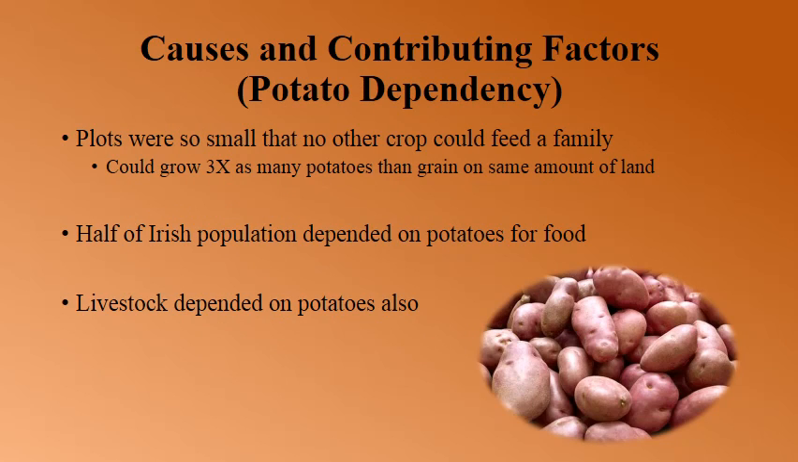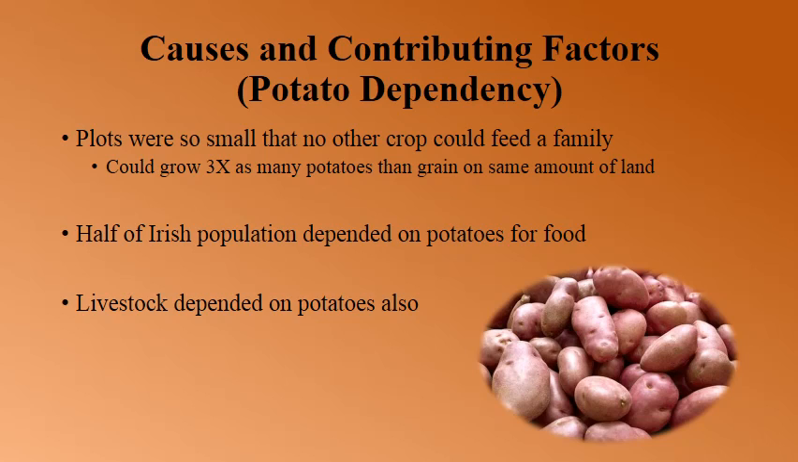So another huge contributing factor to the Great Famine was Ireland's potato dependency. Plots were so small that no other crop could feed a family. Like I said, most of the plots were only 5 acres, which wasn't near enough for the large families at that time. And someone figured out that they could grow triple the amount of potatoes as they could grain on the same amount of land. So a lot of people instantly started growing potatoes as opposed to grain.